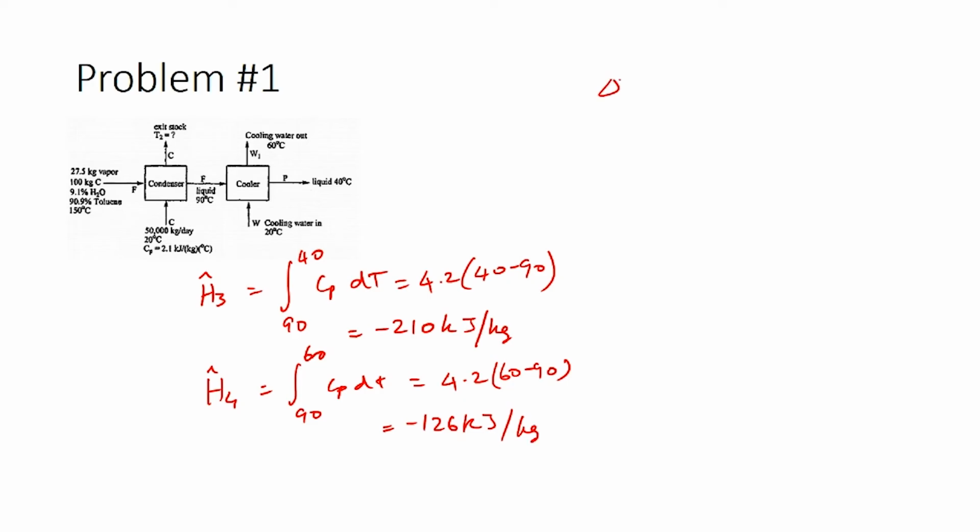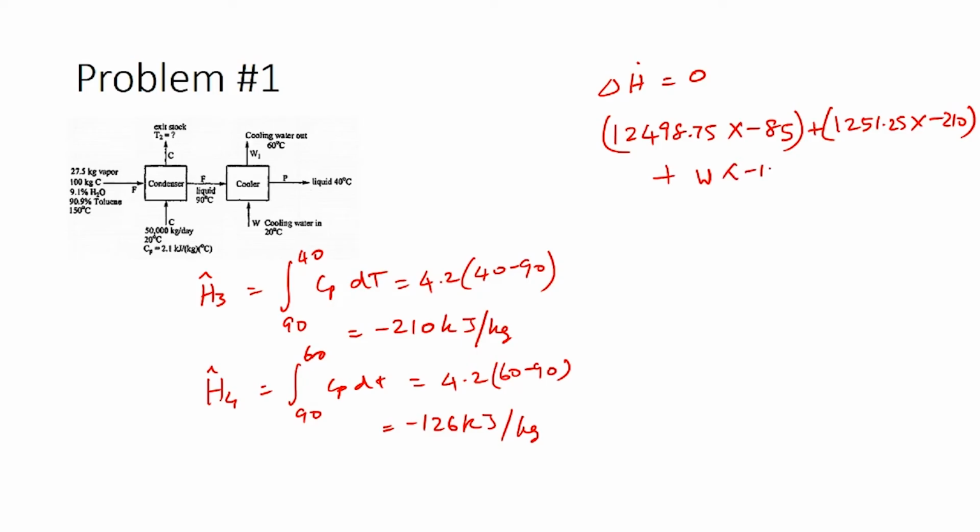So, we had already simplified the general energy balance equation as delta H dot equals 0. Substituting all these values for the H caps and the masses which we have, we would have 12,498.75 times minus 85, plus 1251.25 times minus 210, plus W times minus 126.